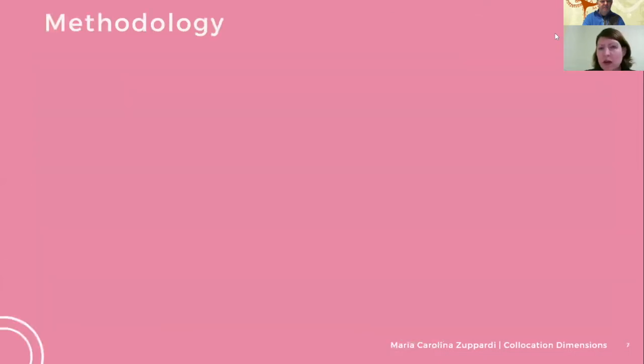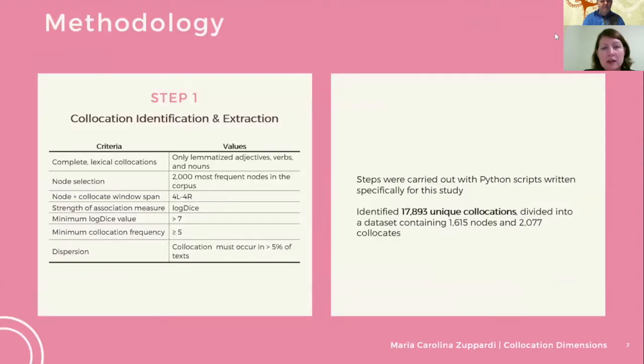So I took that subcorpus, and let's see what we did. Step 1 was collocation identification and extraction. What does that mean? I first had to identify and extract the collocations from the text. I decided to look at only complete lexical collocations as defined by Sinclair et al. So I'm looking at recurrent patterns, recurring sets of items occurring within a window span. I looked at only lemmatized adjectives, verbs, and nouns.